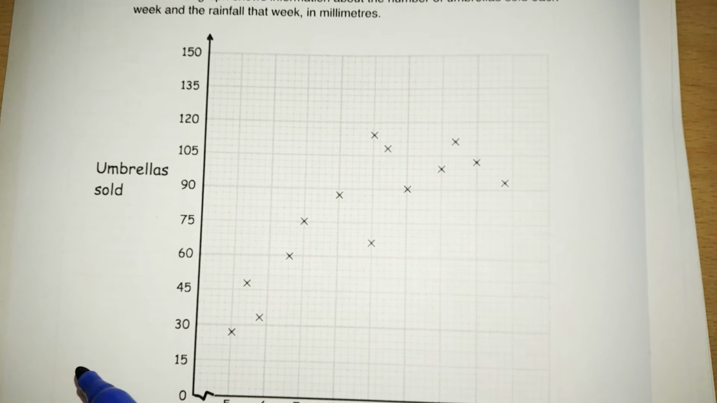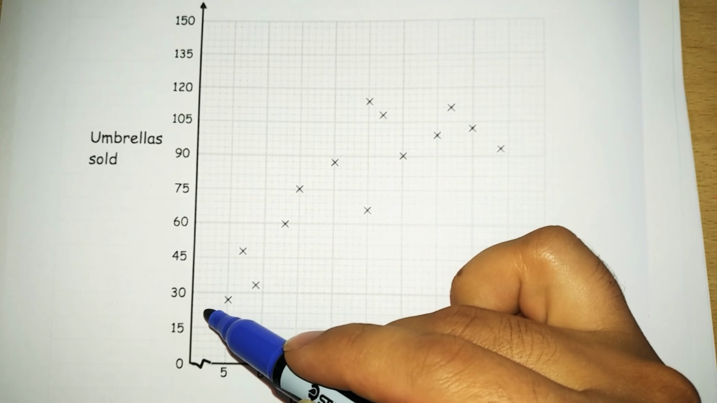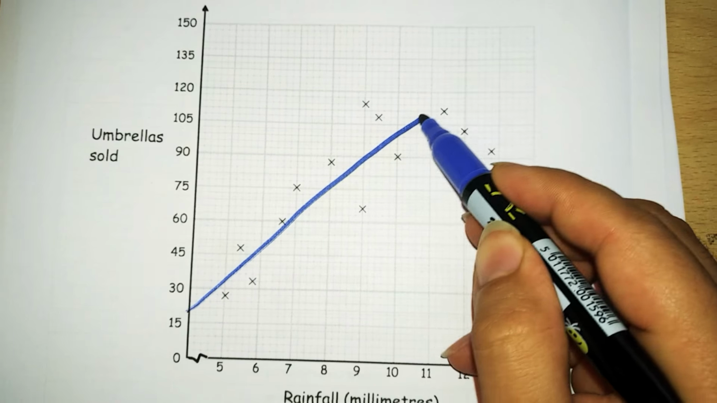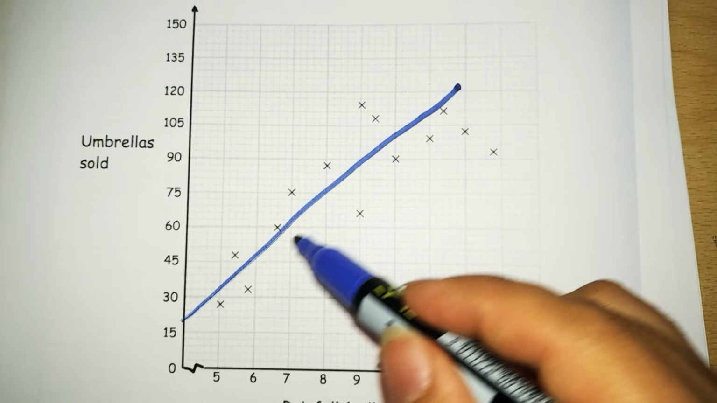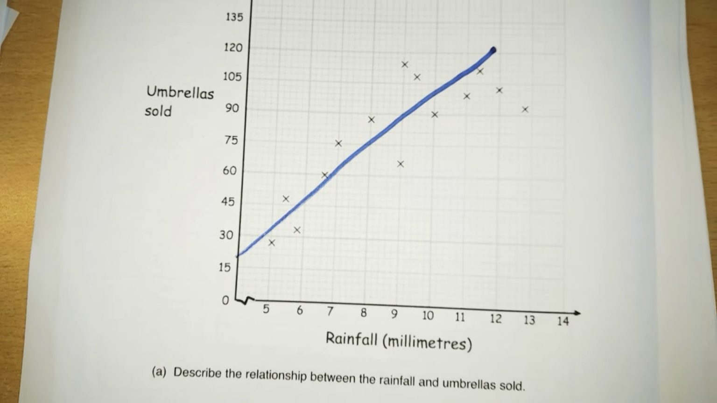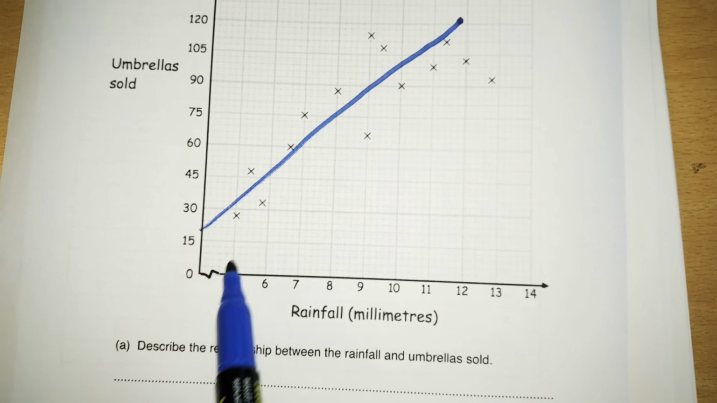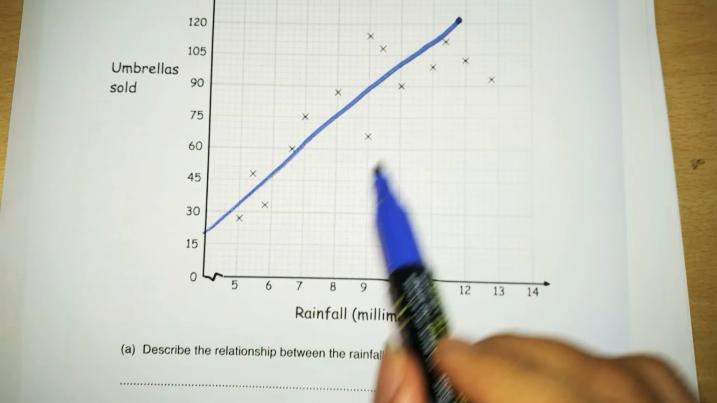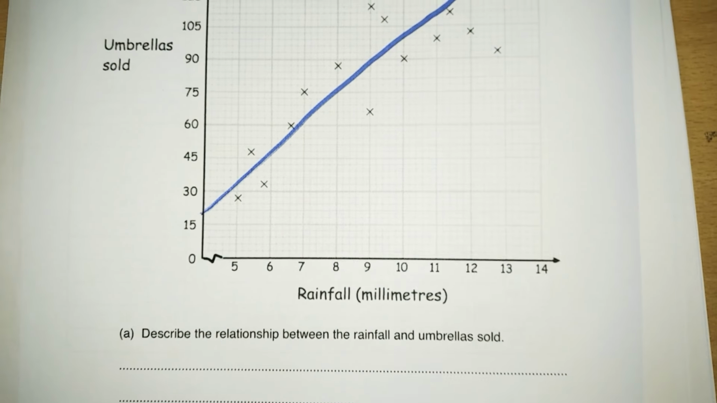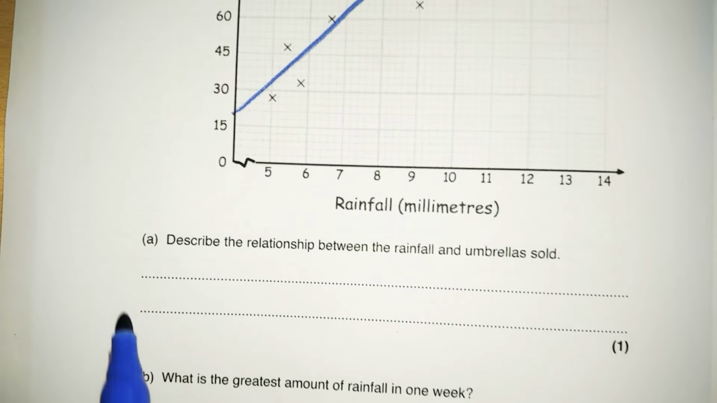So you need to understand the relationship between the rainfall and umbrellas sold. It is easy to see. If you make a best fit line, for example from here to here, you will see the best fit line shows a positive correlation. As the rainfall increases, the number of umbrellas sold is increasing as well. So there is a positive correlation. Let's write the answer fully.